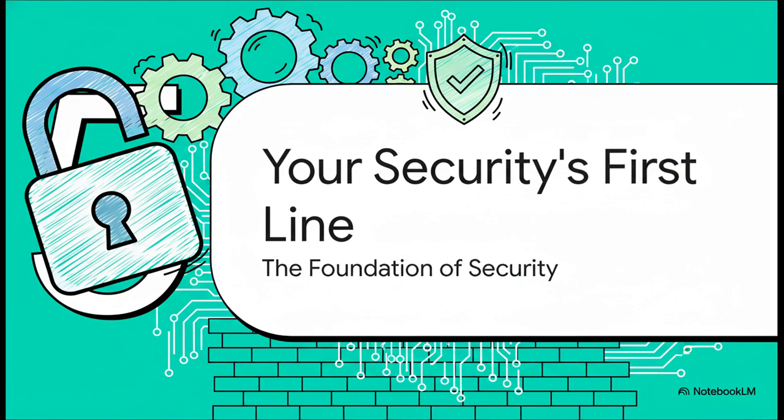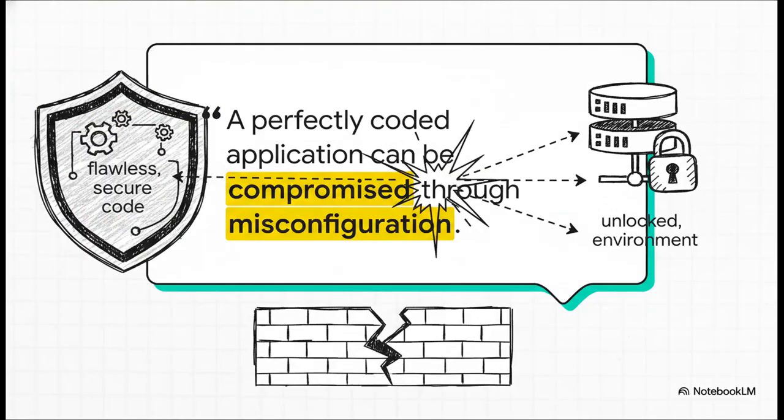All right, let's bring this home with what is probably the single most important takeaway from all of this. Let's talk about your security's first line of defense and why getting the configuration right is the absolute foundation of everything. Just let this one sink in for a second. You can have the most brilliant developers in the world writing flawless, secure code, but all of that amazing work can be completely worthless if the environment it's running in isn't locked down properly.